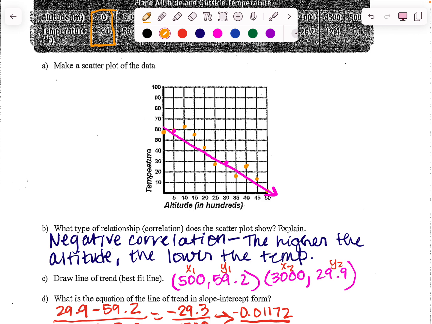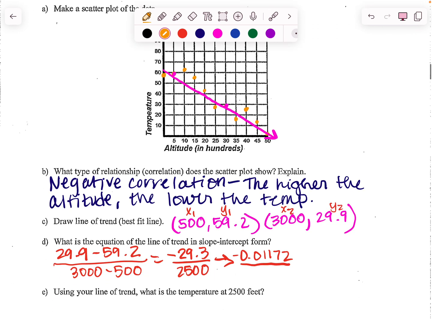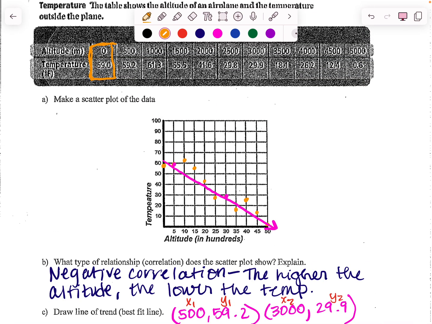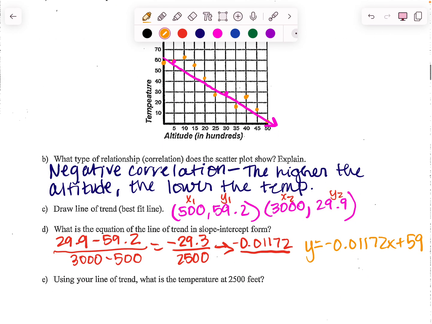Y equals negative 0.01172 x plus 59.2. So they gave us our y-intercept, right? That was 59.2. If they don't give you your y-intercept, you know how to solve it. But here they did, so we can just go ahead and plop it into the equation. Does that make sense? So approximately, this is our line of best fit.